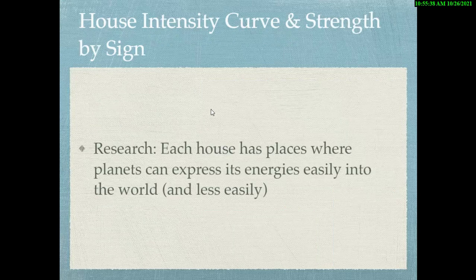So to talk about the age point really requires us to talk about this intensity curve, or that energy curve on the outside of the chart, that wave-like pattern that I mentioned before. What we're really going to speak about is that each house has places where planets can express their energies easily into the world, and there's also places where they can't express their energy so easily.